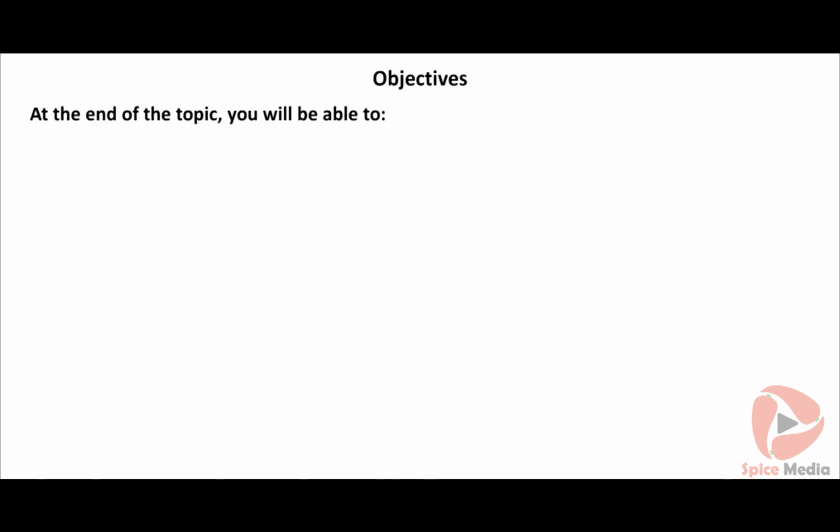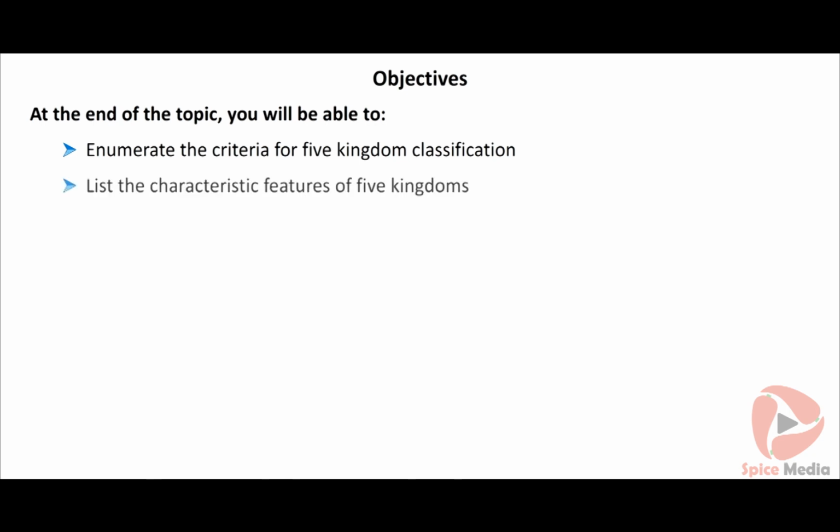At the end of the topic, you will be able to enumerate the criteria for 5-kingdom classification, list the characteristic features of 5 kingdoms, and cite examples for each of the 5 kingdoms.